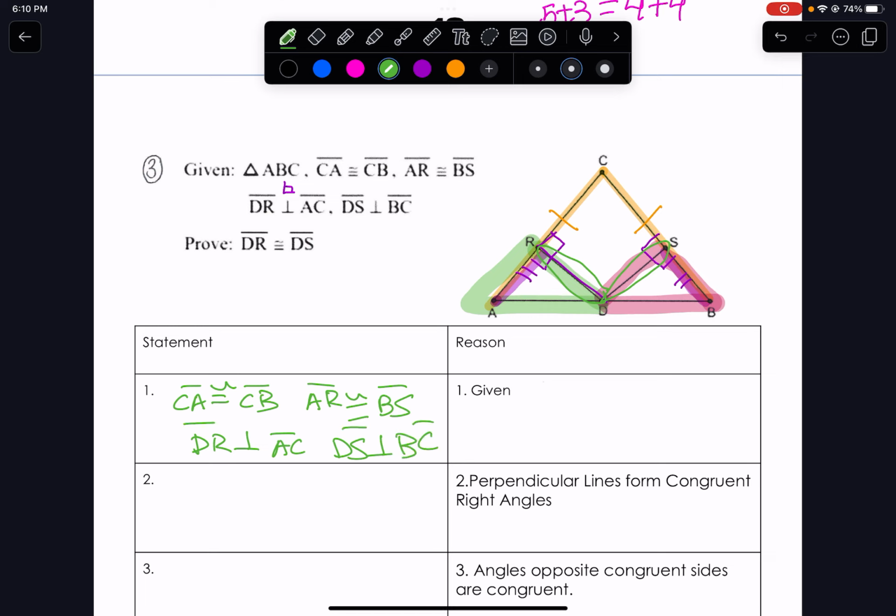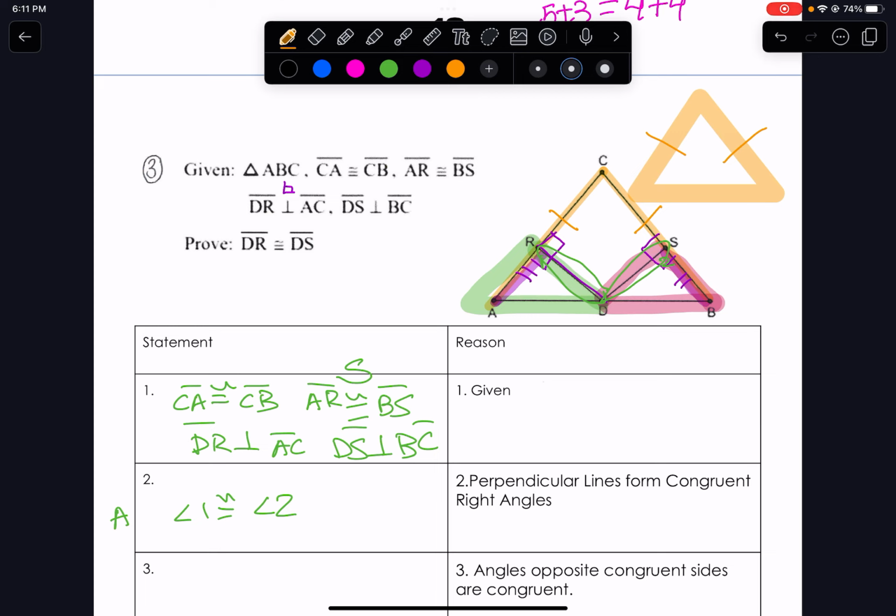Now, because we have perpendicular lines, we're going to have two right angles. So we know that angle 1 is congruent to angle 2 because of perpendicular lines, right? So this is our angle. We're given a side with AR and BS. Now, why did they give us CA and CB? Let's look. If we look at the larger triangle, they gave us information about these two sides.